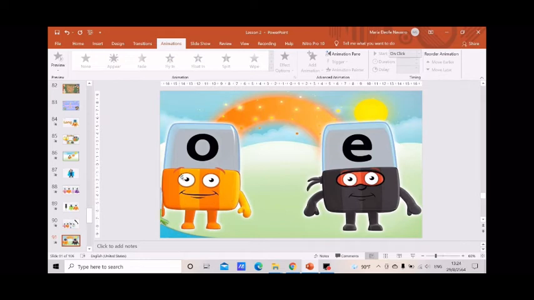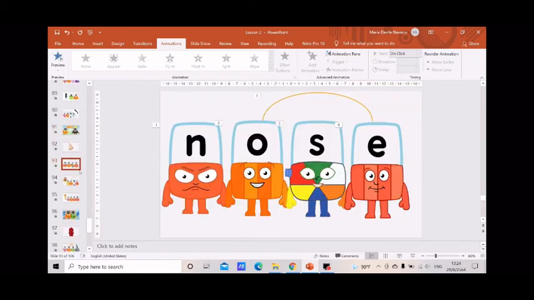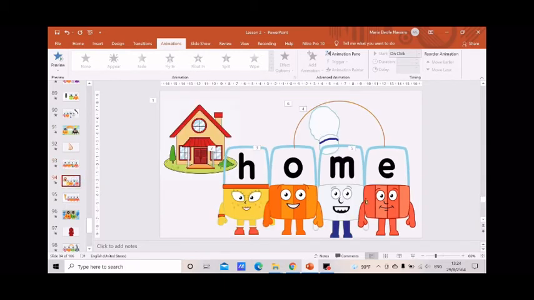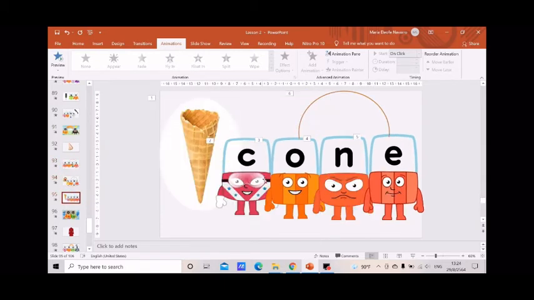Next, we have O and an E at the end. The word has O and ends with E, so the sound is long O. So let's start here. What is this? This is nose. Next we have home. Next we have cone. Okay, so the word ends with E and has O, so the sound is long.